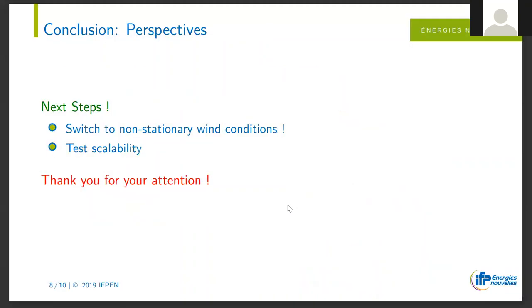So the next steps are to switch to non-stationary wind conditions and assess the scalability of the algorithm on larger wind farms.